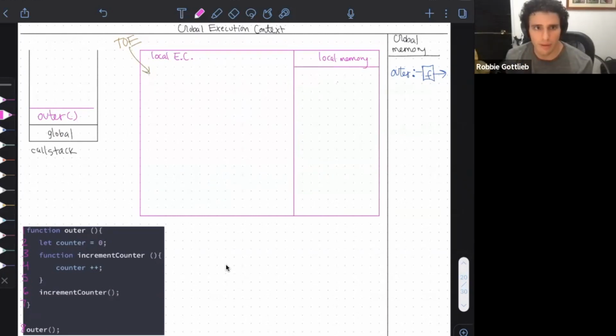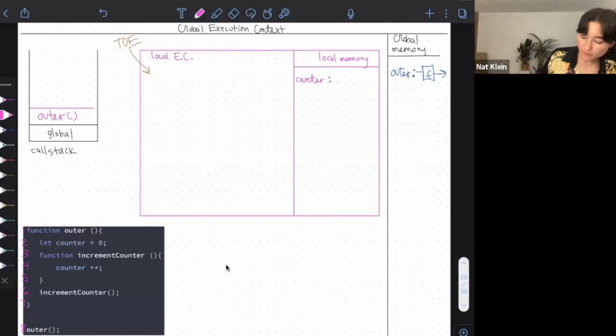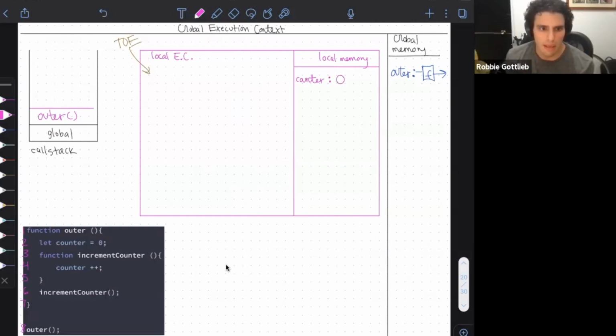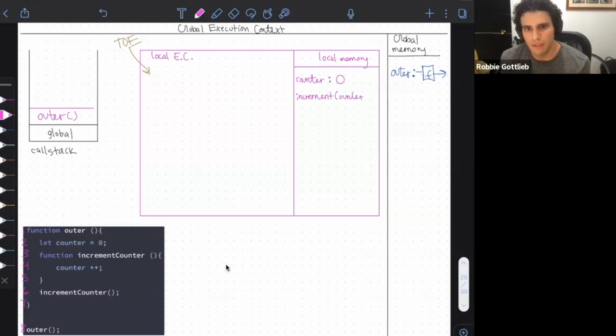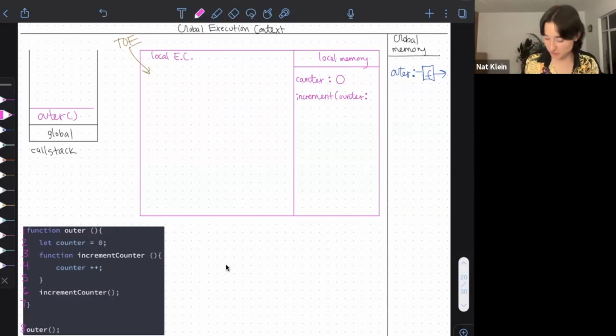We're going to declare a variable counter in local memory, and we're going to set that equal to 0. Awesome. Yes, we're declaring this variable with the label counter in local memory and assigning it the value of 0. All right. What about the next line? We're going to declare a function in local memory, increment counter, and that'll be equal to a function definition.